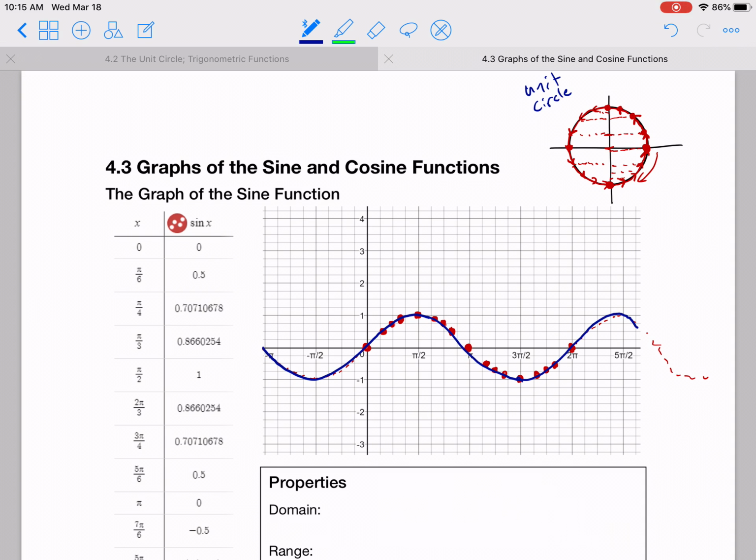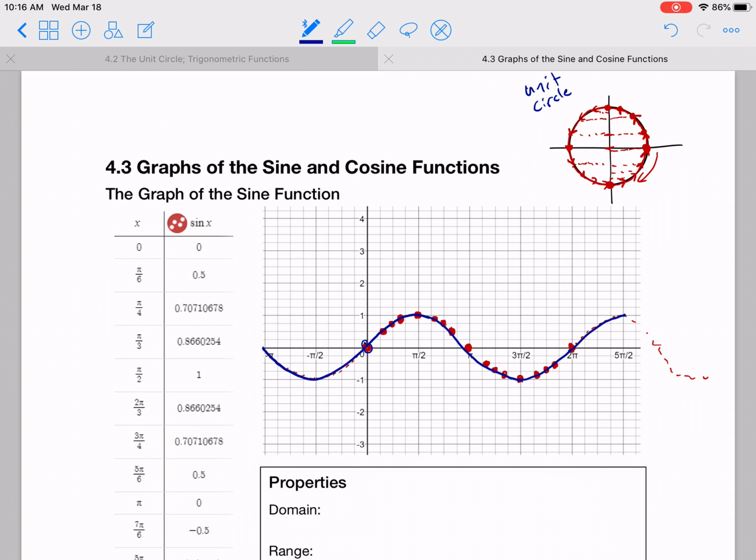It'll start over here at 0, 0, and then move up to 1, back down to 0, down to -1, as we go along, and then back up to 0, and then up to 1, and it's going to go through this cycle. It's what's called a periodic function, a periodic graph. It goes through cycles like this.